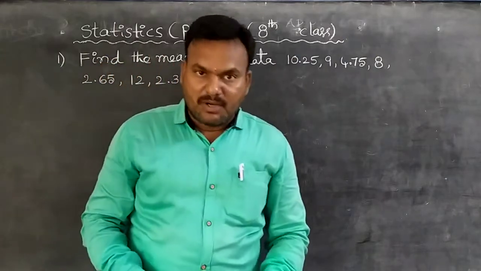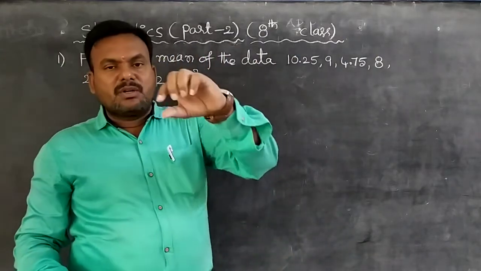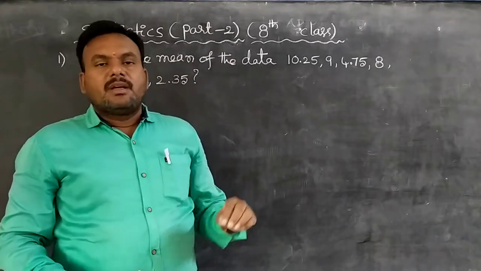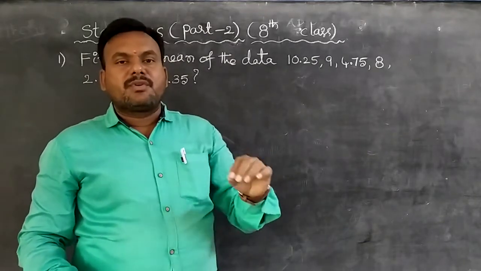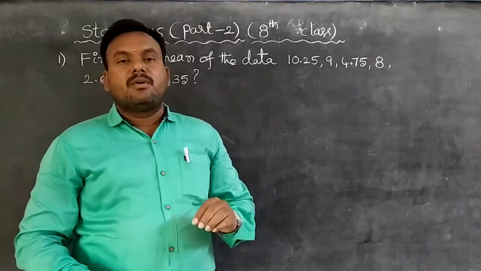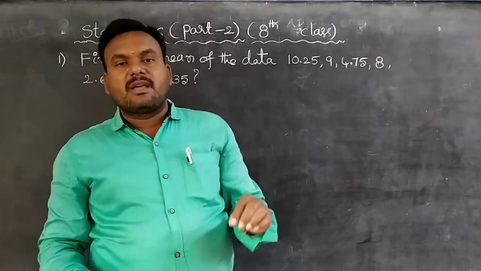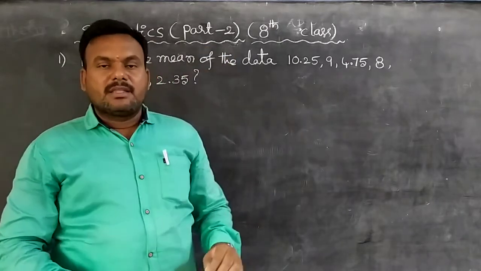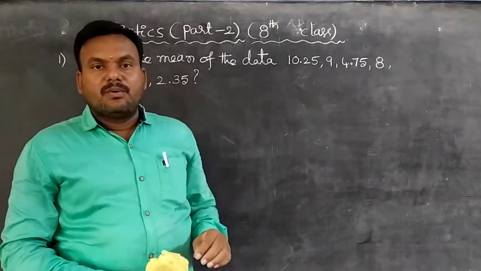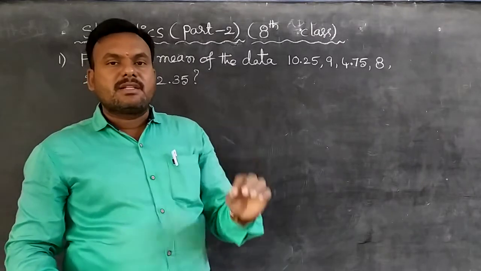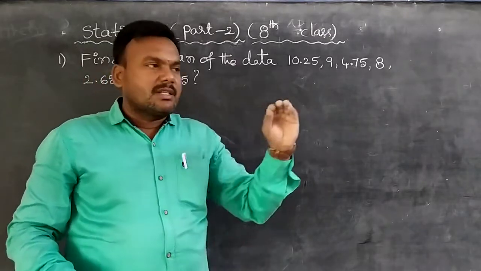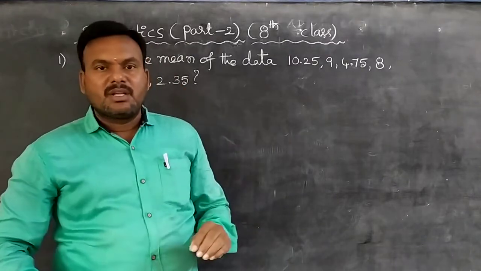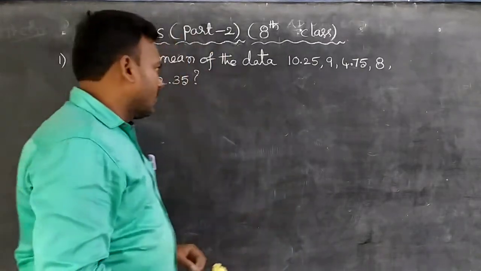And the second formula: if x1, x2, up to xn are n observations with corresponding frequencies f1, f2, up to fn, then arithmetic mean equals summation fi xi by summation fi, where i equals 1 to n. And the third one, correct mean equals wrong mean plus correct item minus wrong item by n. We discussed this formula yesterday, students. Regarding this we discussed three problems. Now let us continue the problems.